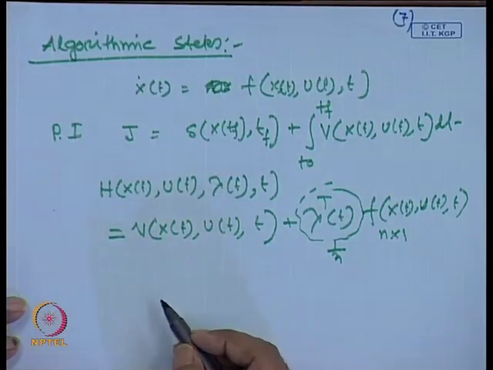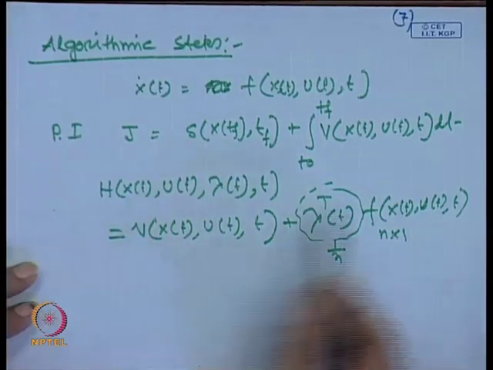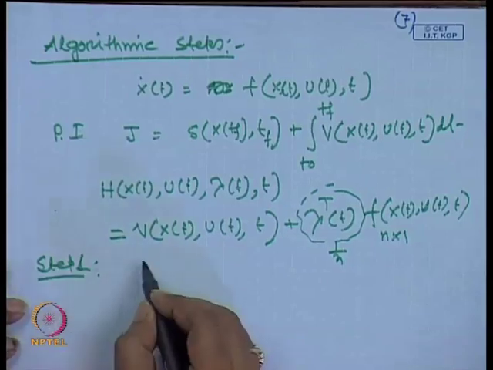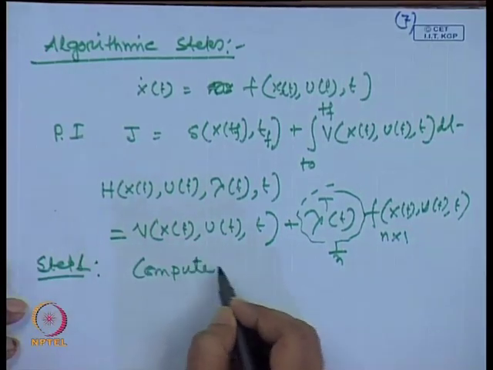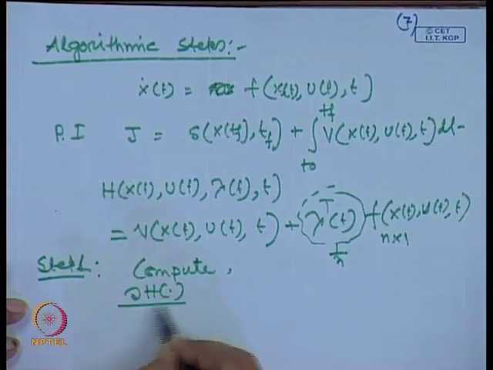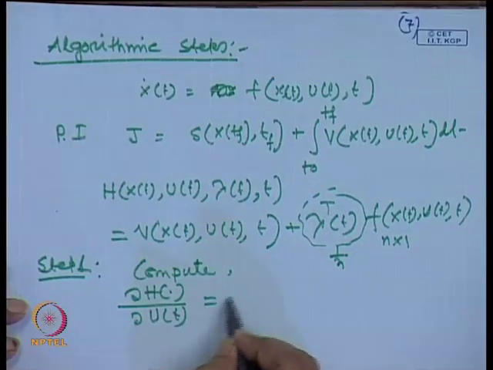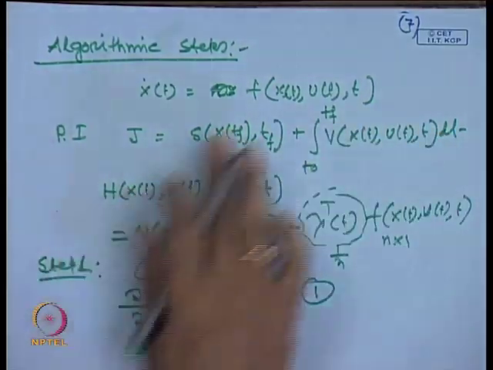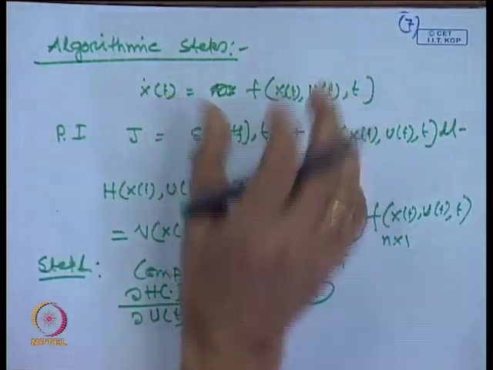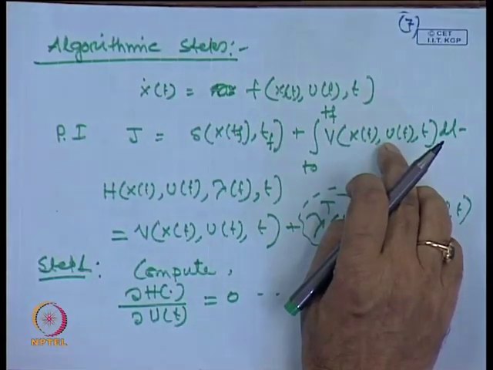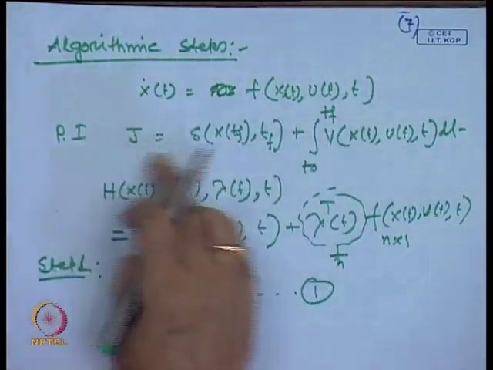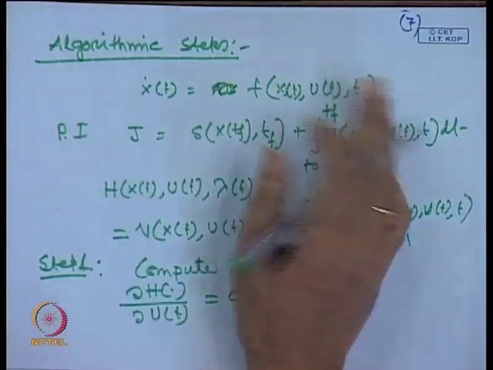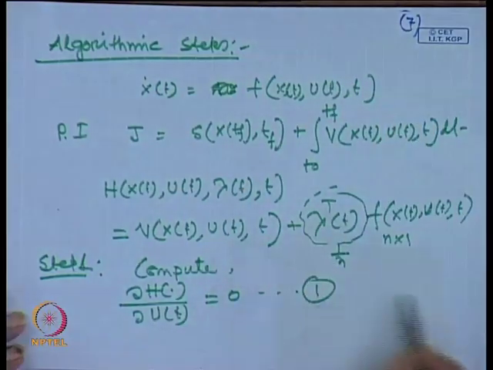Once you know the Hamiltonian function, then step 1: compute del H del u, set equal to 0. Let us call this equation number 1. Once I know the Hamiltonian function from the performance index given and the constraint, our problem is finally to find u star of t such that this performance index is minimized subject to the equality constraint, and that equality constraint may be linear or nonlinear dynamic equations. So, this is the first equation.